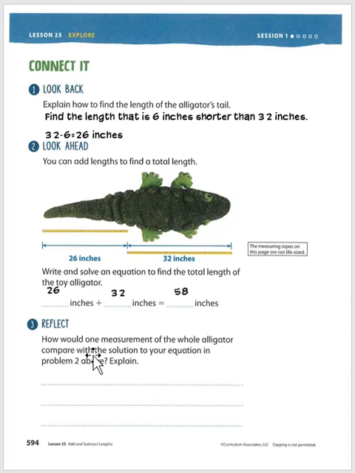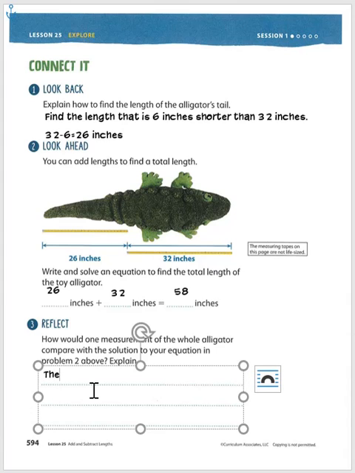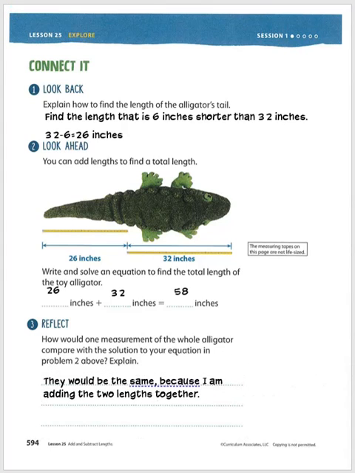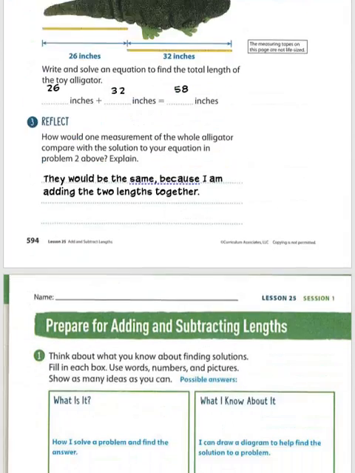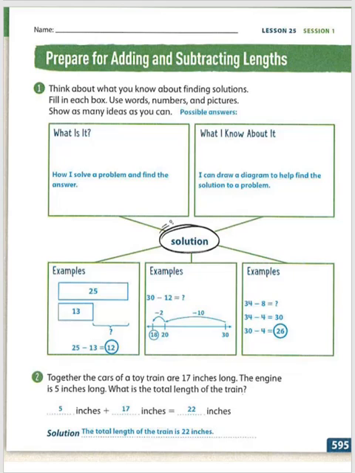Okay? How would one measurement of the whole alligator compare with the solution in your equation in problem 2 above? They would be the same, because I am adding the two lengths together. The two parts that make up a whole. Here's a part. Here's a part. Together they are the whole, 58 inches. Okay? All right.